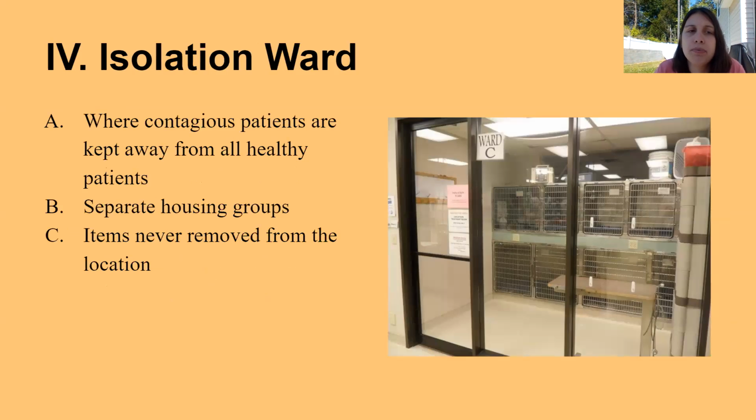And the isolation ward. The isolation ward is where you keep any contagious patients. Think of it as quarantine, to make sure they're not potentially spreading their disease to any other animal staying there. There are separate housing groups, and the items in the isolation ward don't get moved to the surgical suite or the waiting room. If it's in the isolation ward, that's exactly where it stays, because you don't want any cross-contamination.